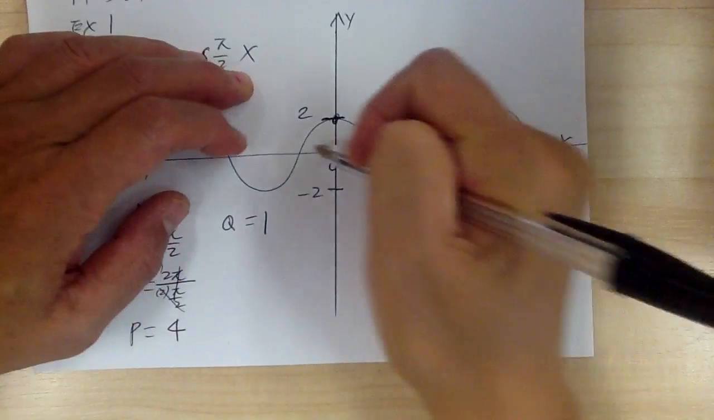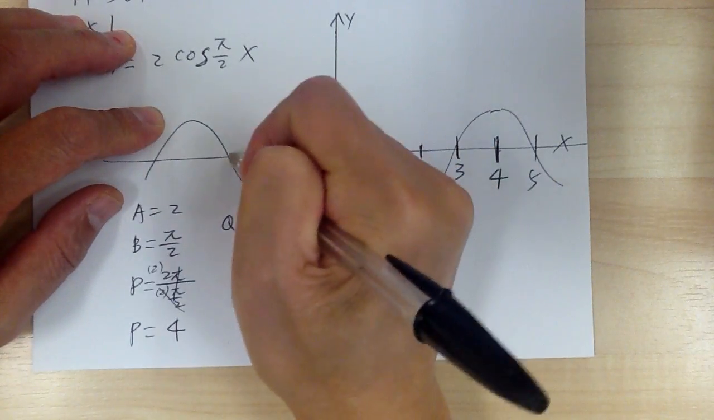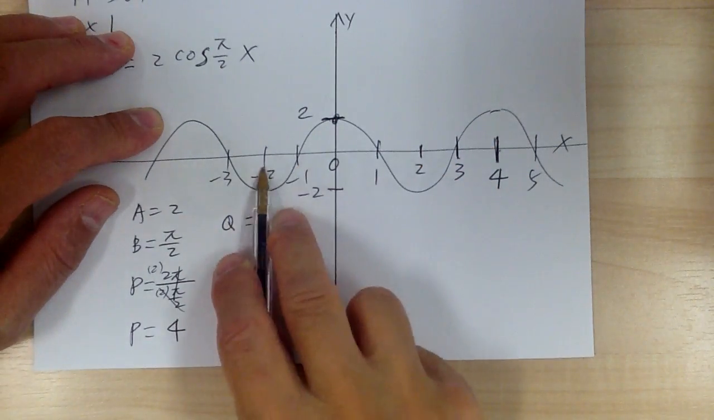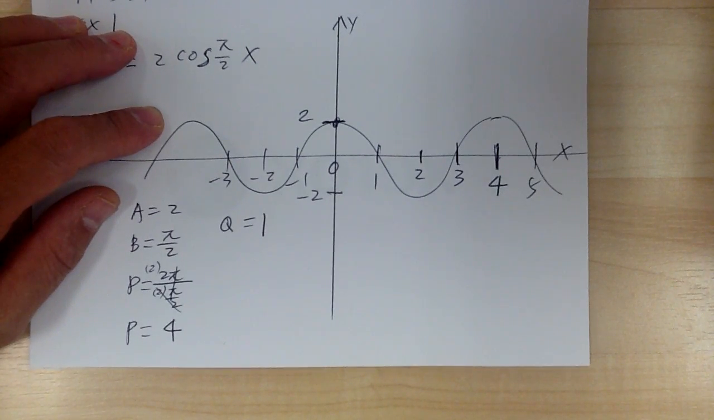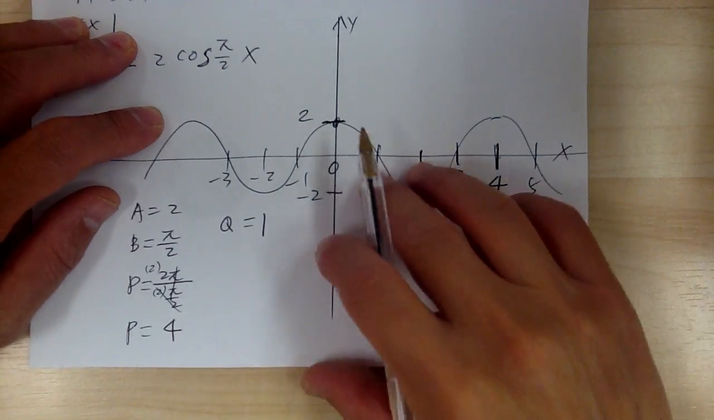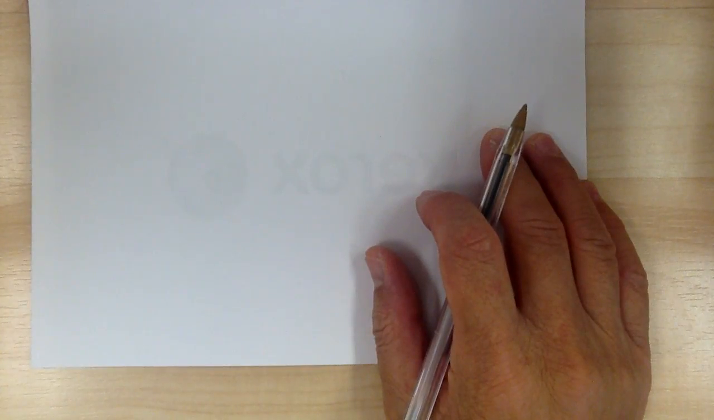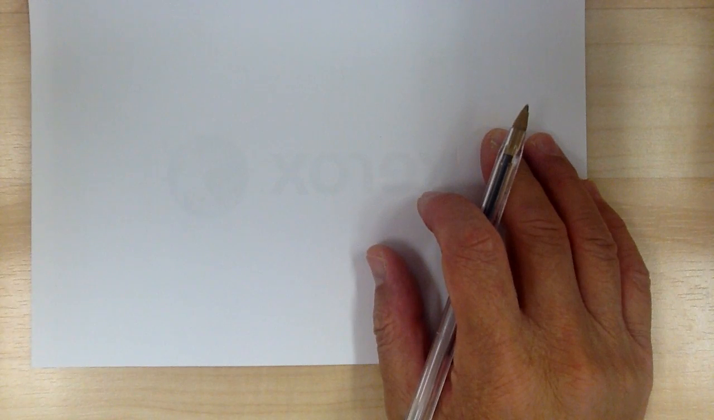And this would be the 5. And this would be the -1, -2, -3, because each division is 1. And that's your graph. That's all you have to do. Okay? So let's go and do a couple more. As we do a few more, it will become more clear. Let's see how we go.